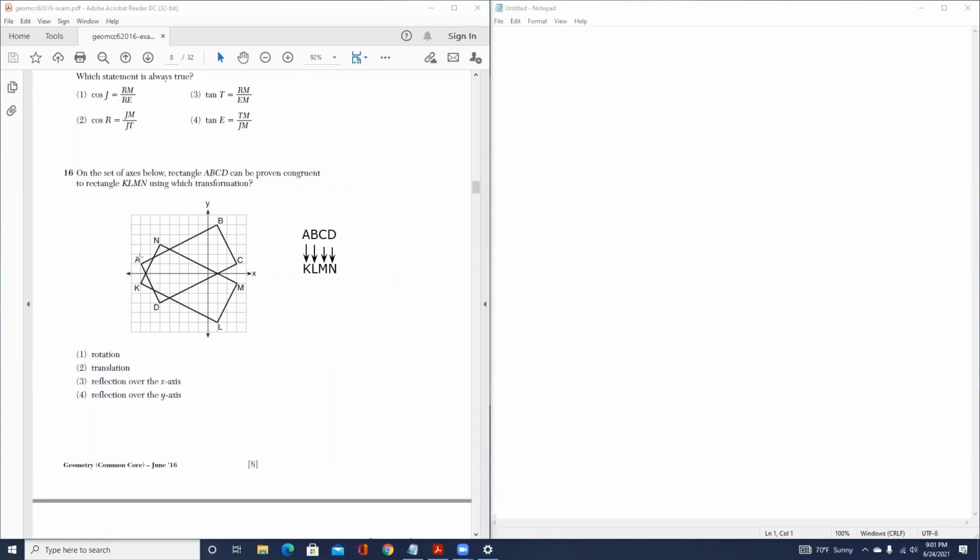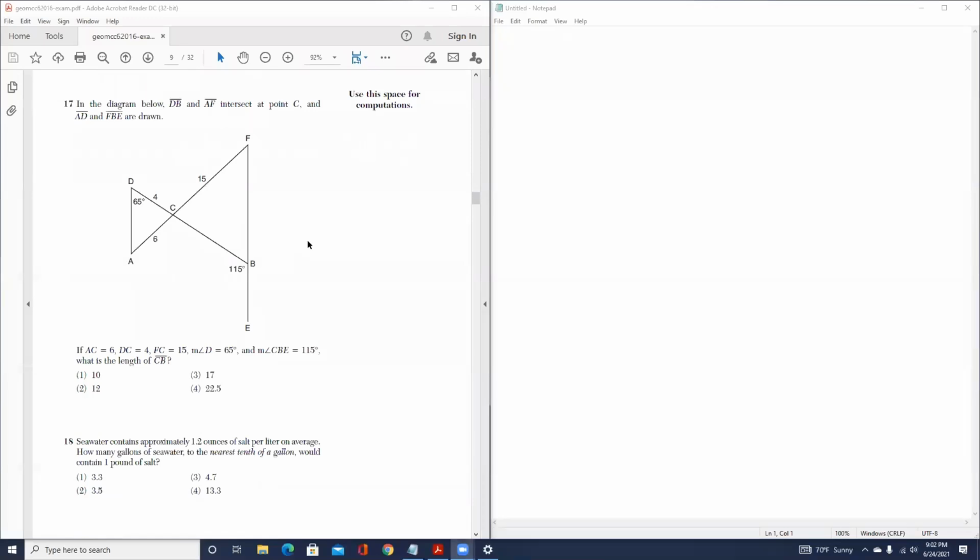In this case, it's easy to draw the translations on the graph itself. So we have A to K, we have, in this case I have it backwards, whoops, D to N, we have B to L, and we have C to M. And this will be achieved through the correct choice, which is choice 3. Reflection over the x-axis.